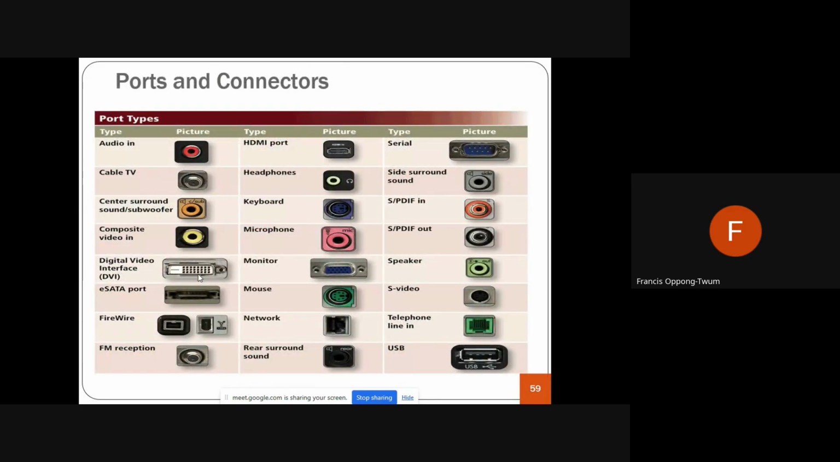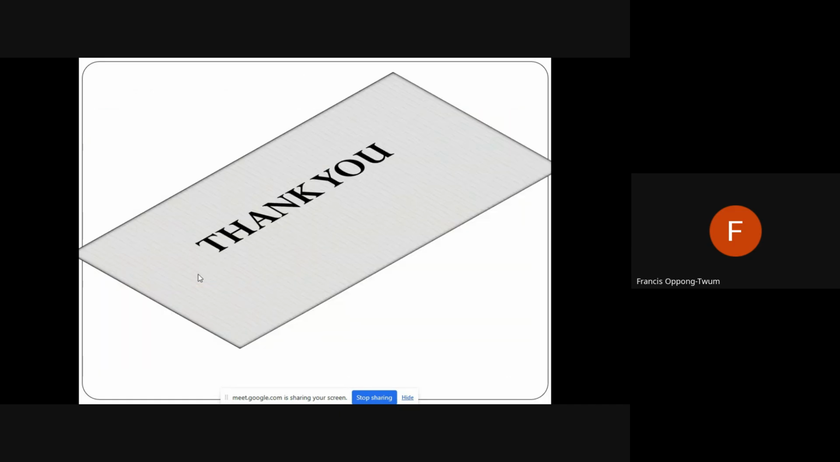Then we have the ports and connectors at the back. And I think I've shown you the audio and the cable TV. These are some basic hardware components that you always see at the rear or in front of your system unit.